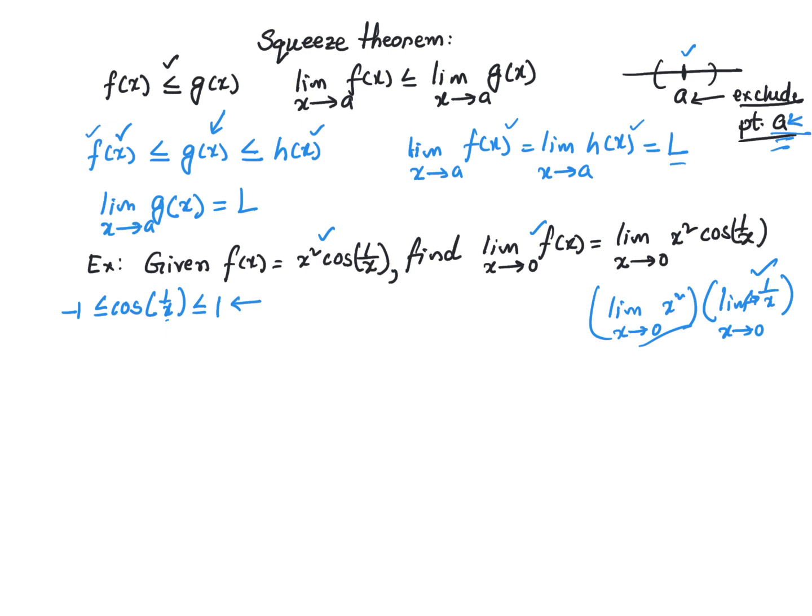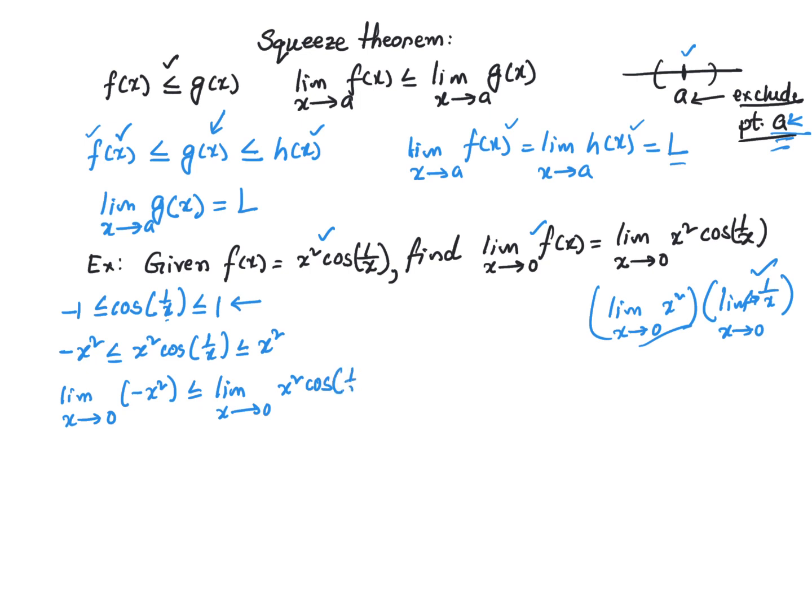So it's going to be negative x squared is less than or equal to x squared times cosine of 1 over x, which is less than or equal to x squared. Now I'm going to apply the limit to all three parts of this inequality. So the limit as x approaches 0 of negative x squared is less than or equal to the limit as x approaches 0 of x squared times cosine of 1 over x, which is less than or equal to the limit as x approaches 0 of x squared.